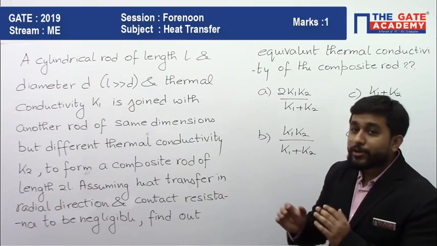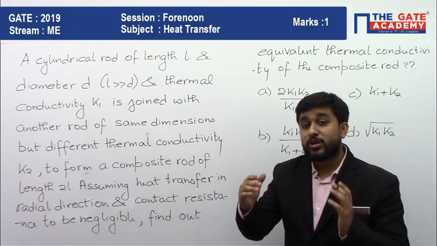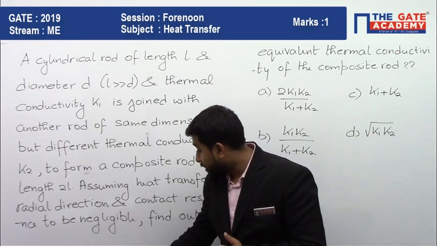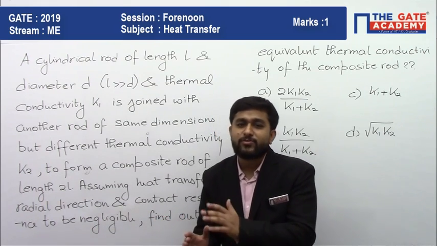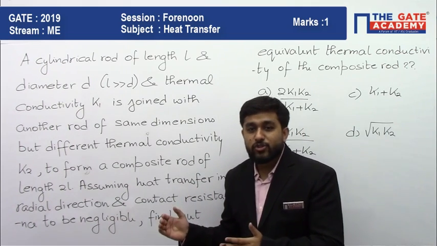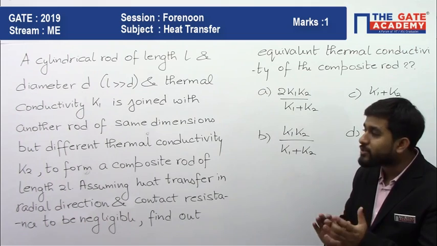Though it appears to be a question of a cylinder, so many of us might get confused with radial heat conduction, but actually it is written in the question only that we have to neglect radial heat transfer. This means the heat transfer is along the length of the cylinder. So let's have a look at the question, and some options are also given. So firstly we will read out the question and then we will solve it.